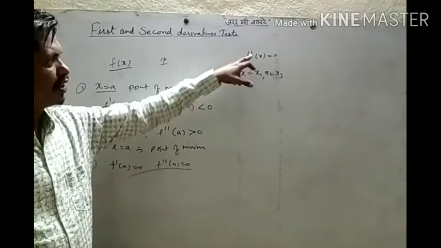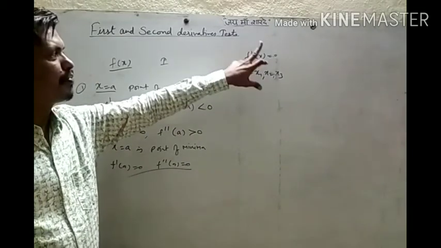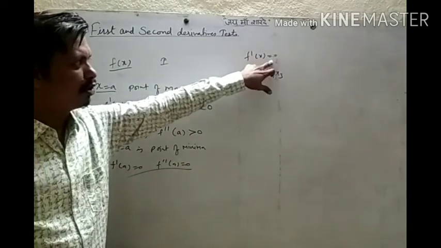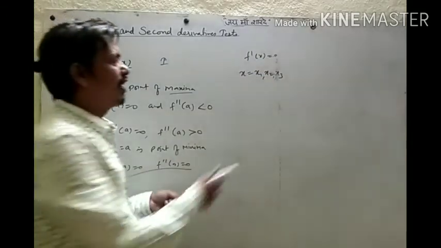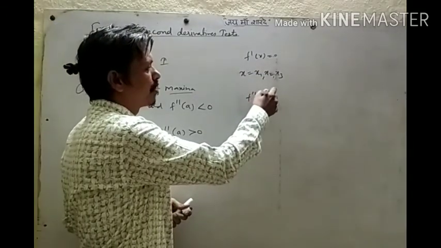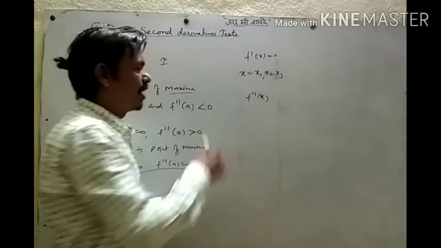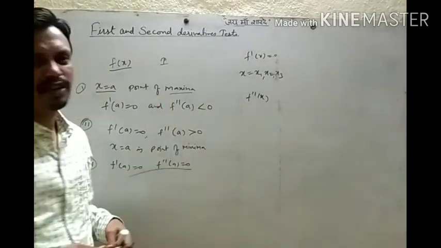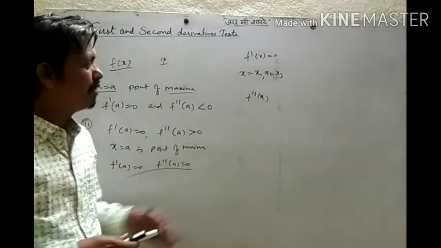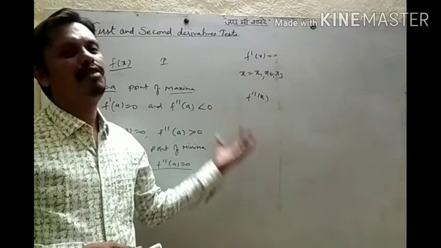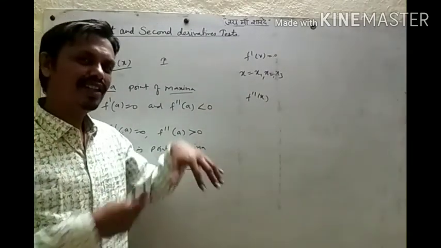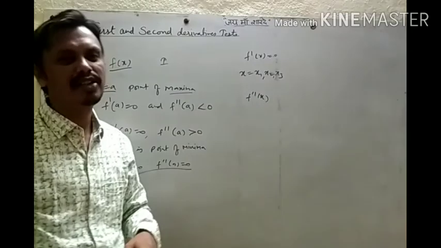So the steps are: first find the first derivative of the function, then put the first derivative equal to 0 and find the values of x, then find the second derivative, put these values in it and see the sign of the second derivative. Mostly we'll use the second derivative test. It is easier than the first derivative test.